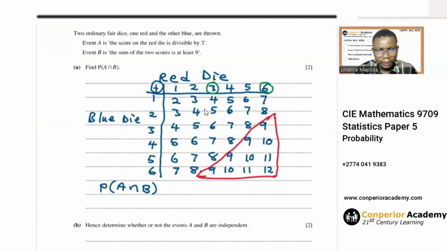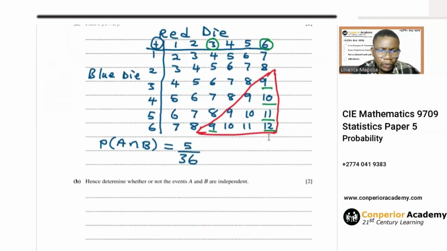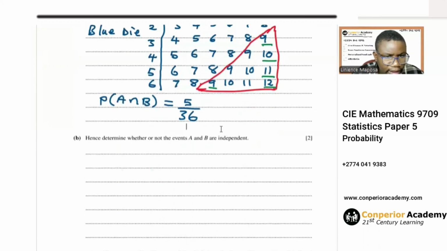So in our intersection with B, that will be 9, and that will be 9, 10, 11, and 12. So I have 1, 2, 3, 4, 5. So I have 5 out of the 36 possible outcomes. So my probability is 5 over 36. That is the probability of A intersection B. Those are the situations where event A and event B will coincide. Hence, find whether or not the events are independent.